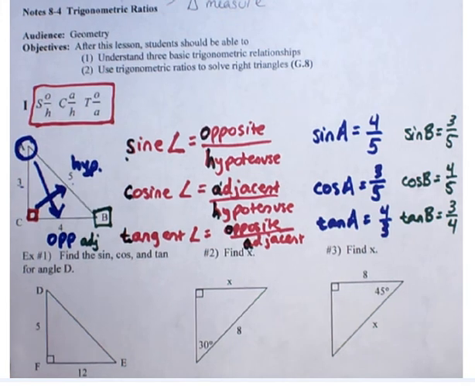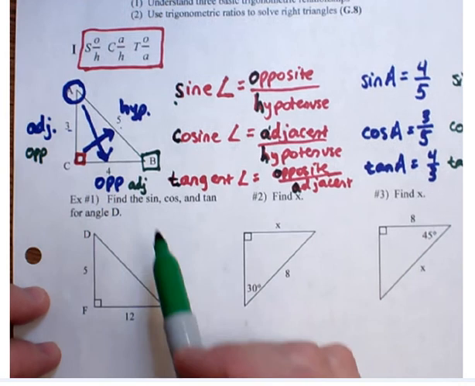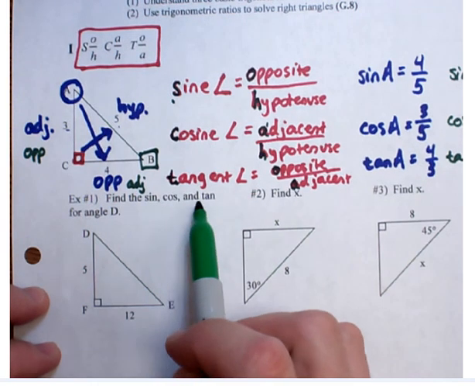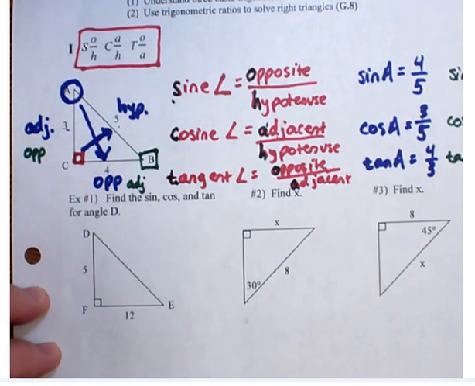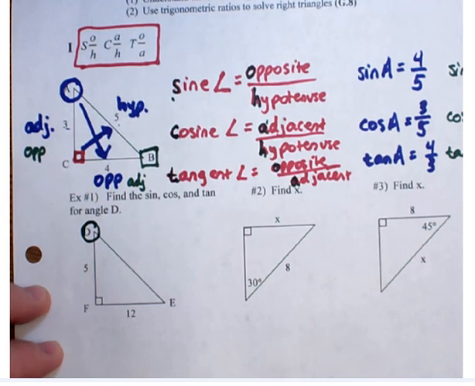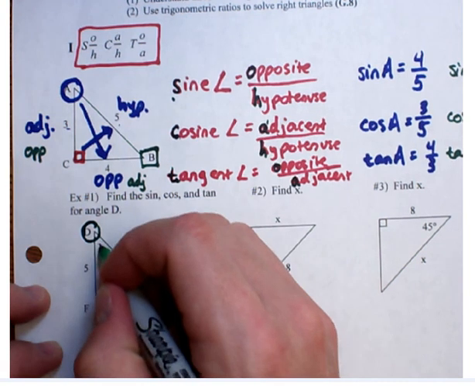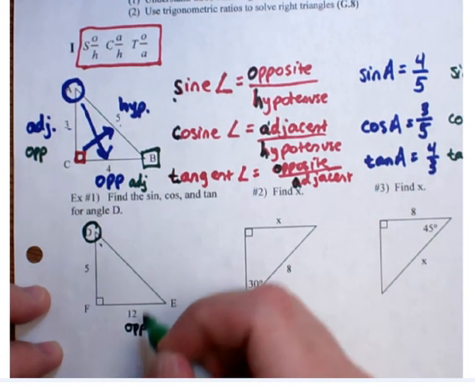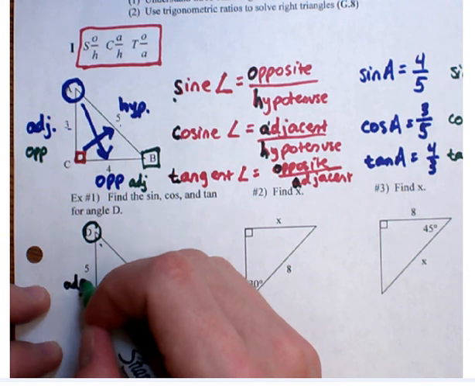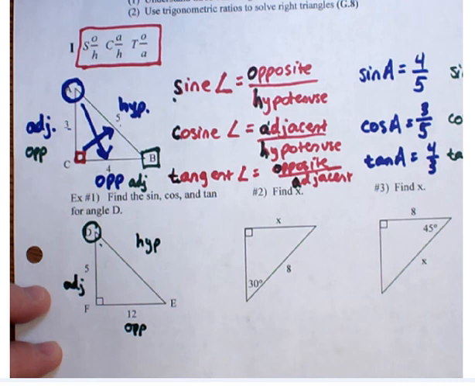Okay, so let's do a couple of examples here. Example number 1. Find the sine, cosine, and tangent for angle D. Alright, we're going to use angle D, so I'm going to circle that, because that's going to determine which sides are opposite, adjacent, and hypotenuse. The opposite is 12. If I draw an arrow from angle D, opposite is 12. The adjacent is 5. Now the hypotenuse, we don't know that yet. We need to find that.